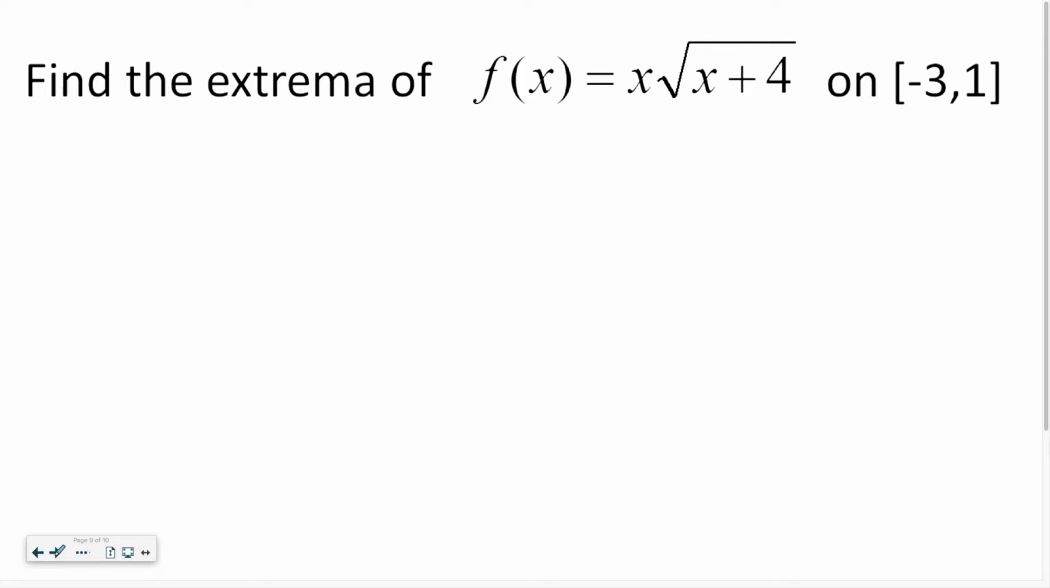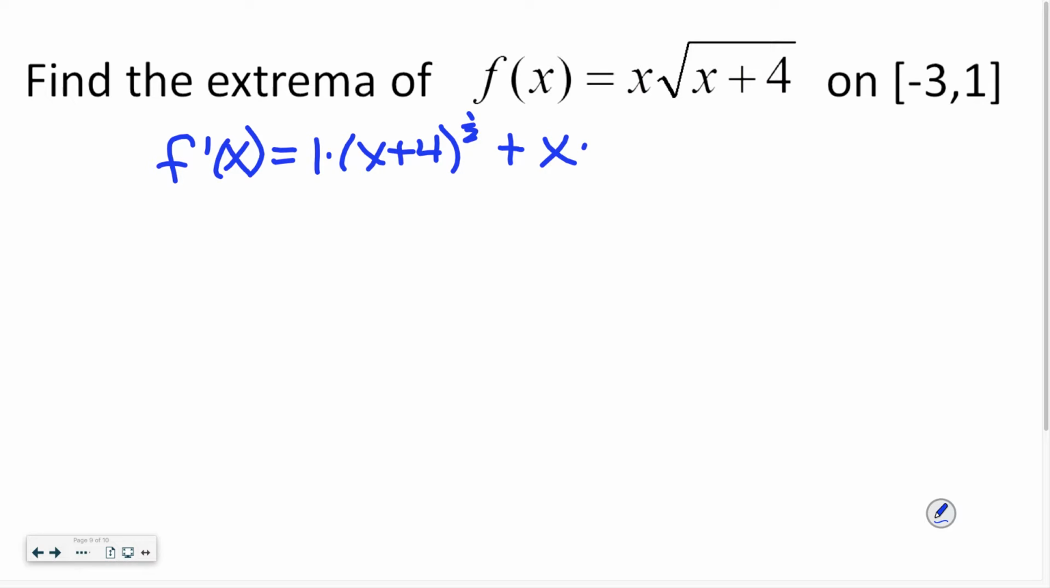Overall, we do have a product, x times the square root. And you're right, we have a composition with that radical. Now, do we like to write square root, or do we like to think in our head that that is x plus 4 to the 1/2 power? So when we take our derivative, and you all have your derivative license, so you know how to do this: derivative of x, 1, plus x times the derivative of the radical, so 1/2 x plus 4 to the negative 1/2. And then what's the derivative of the inside? 1.